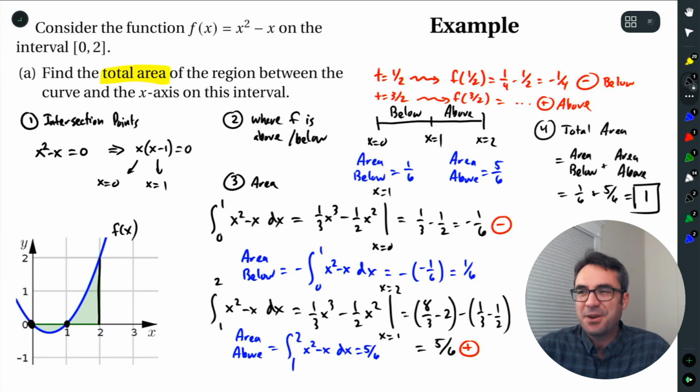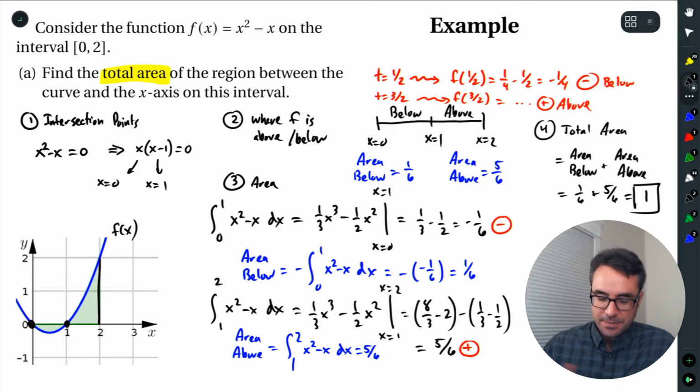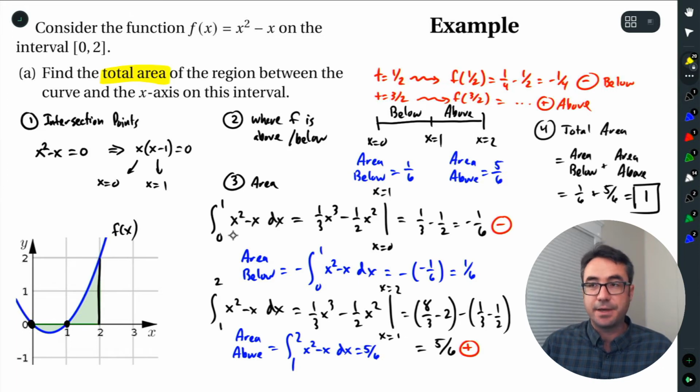So it's always pretty remarkable that we can do these definite integrals and figure out what the area for the shaded region is. So the key process here, if we're trying to find the total area, is we need to find these intersection points. We need to figure out the intervals where our function is below and above the x-axis. And that motivates what integrals we have to calculate.